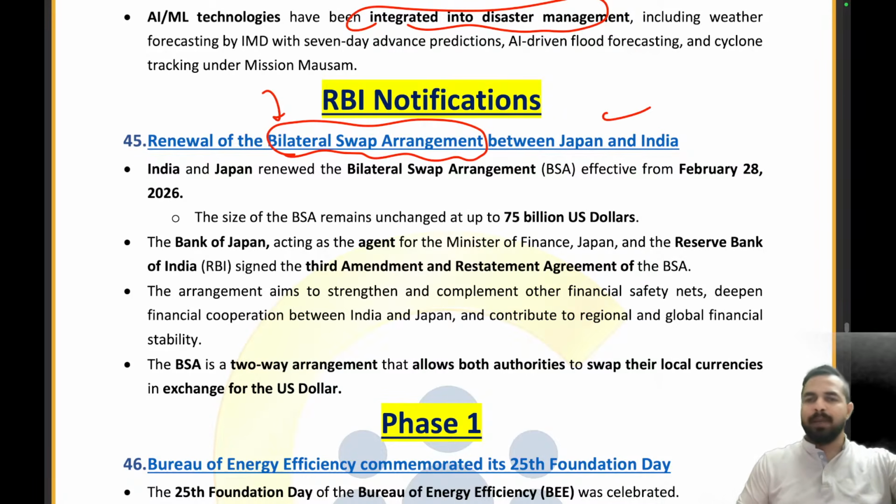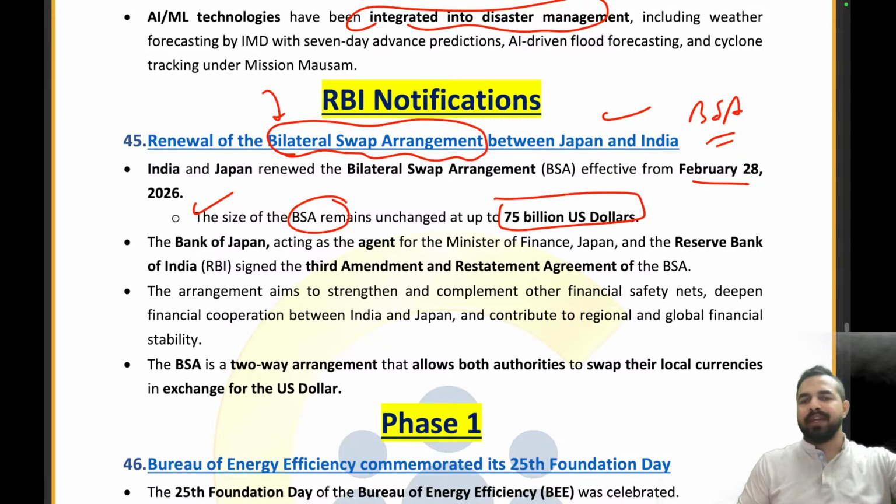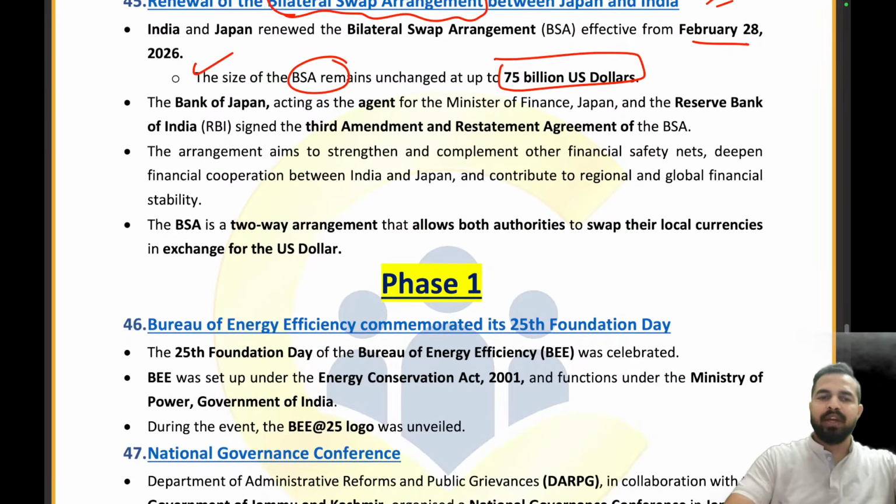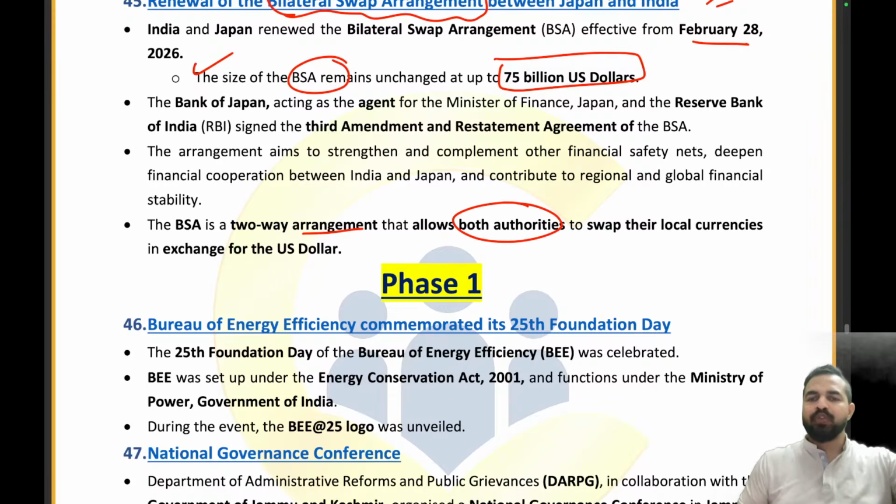So my dear friends, Japan and India have signed a bilateral swap arrangement effective from February 28, 2026. Please remember the size of the bilateral swap arrangement between Japan and India: that is 75 billion US dollars. Now guys, how exactly does the BSA work? It is a two-way arrangement that allows both authorities to swap their local currencies for US dollars.